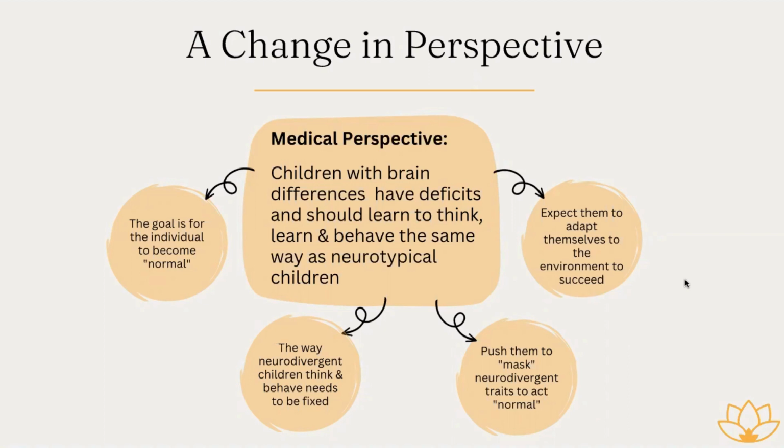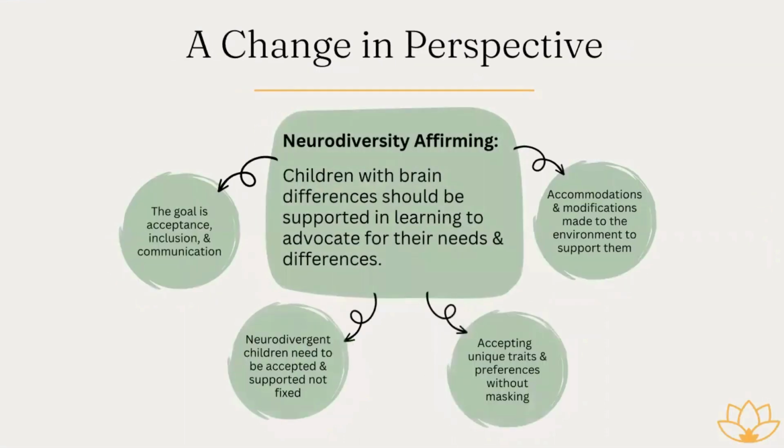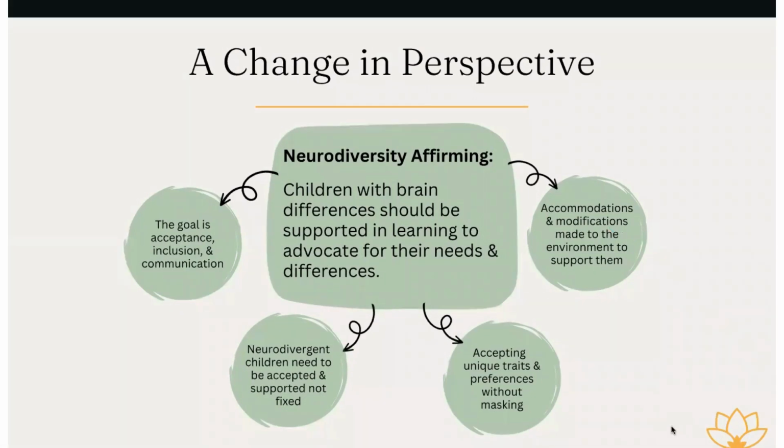So this is the historical medical perspective towards autism, ADHD, and other neurological conditions, where they would look at a child, diagnose them, and perceive them as having deficits that need to be fixed. But the neurodiversity movement is really shifting that perspective towards a more neurodiversity-affirming perspective, that children with brain differences should be supported in learning to advocate for their needs and differences.